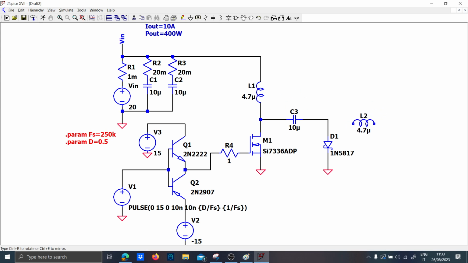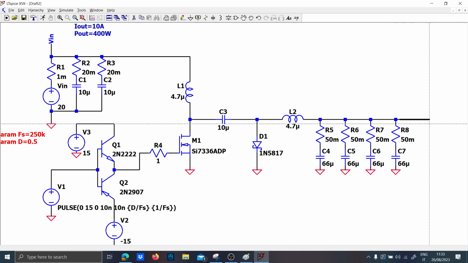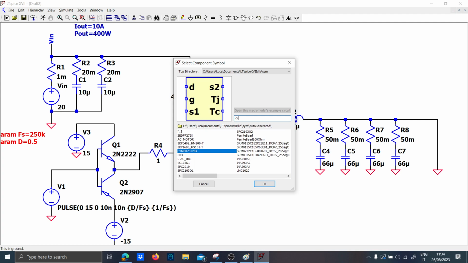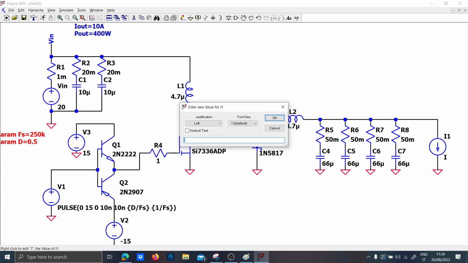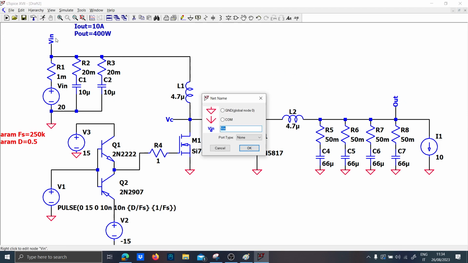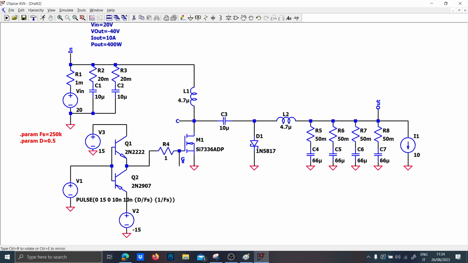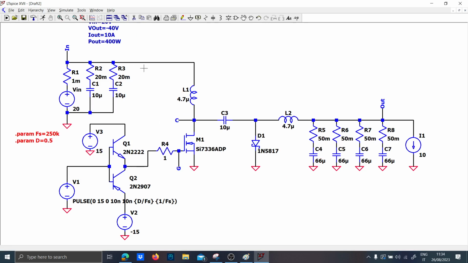And then let's put the other inductor L2 here, and the bank of the output capacitors, which this time we will make big. 66 microfarad, and let's put them in parallel. And finally, let's put the output current load with 10 amps. So let's give some names to the nodes here. This is the VC node, and this is the output voltage node. Let's call it out. This is in. This is just C. And this is the gate, so let's call it VG. And I think that we should be fine.